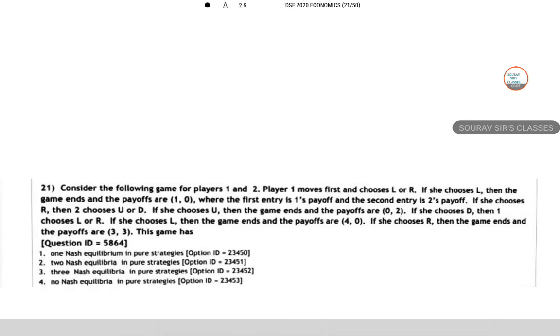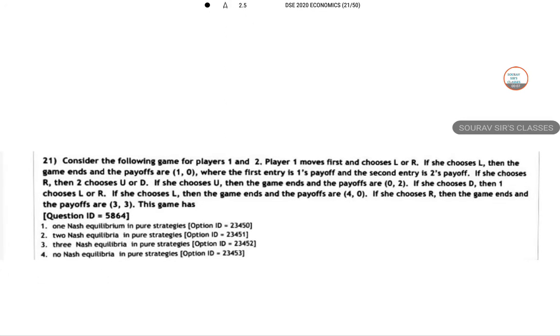In this question we are solving the Nash equilibrium structure. It's a game based problem. Two players are playing. Player 1 moves first and chooses L or R. If she chooses L, then the game ends and the payoffs are 1, 0, where the first entry is the first player's payoff and the second entry is the second player's payoff. So 1 is for the first and 0 is for the second.